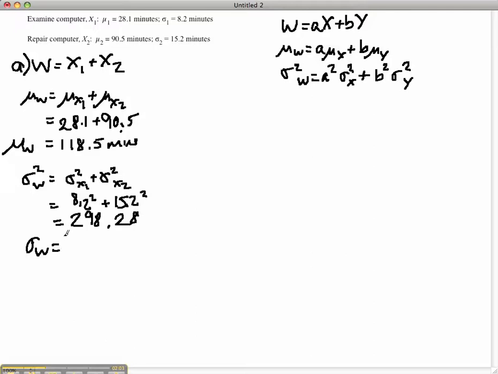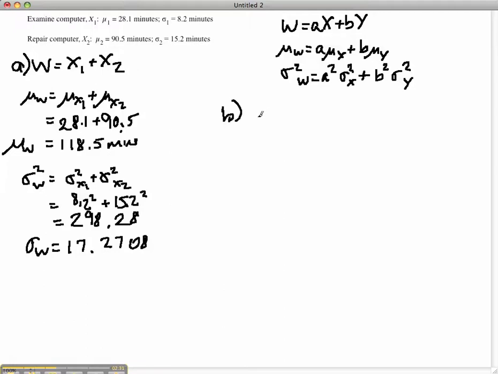So the square root of 298.28 is 17.2708, and that's your standard deviation. Easy, right? Okay, let's take a look at B. That's a mistake. I bet I can erase that. Yep, I can. There. Okay, B uses a different, or looks at a different random variable.